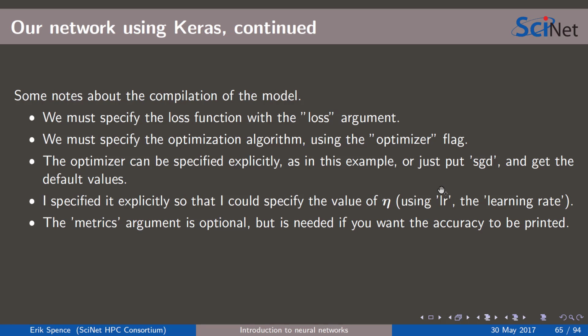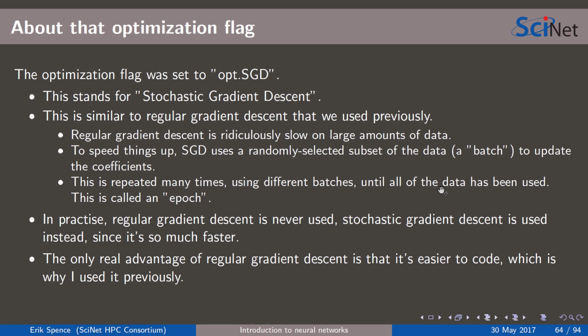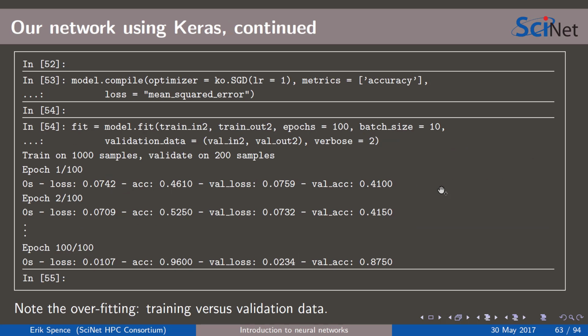I think we covered this already, but I'm going to mention it one more time. When we did the compilation of the model, we had to specify the loss function. We had to specify the optimization algorithm. The only reason I actually had to pull it in was because I wanted to specify the learning rate, LR. Where is that? LR equals 1. That's your eta. Remember eta, the step size of your gradient descent? That's what that specifies there.